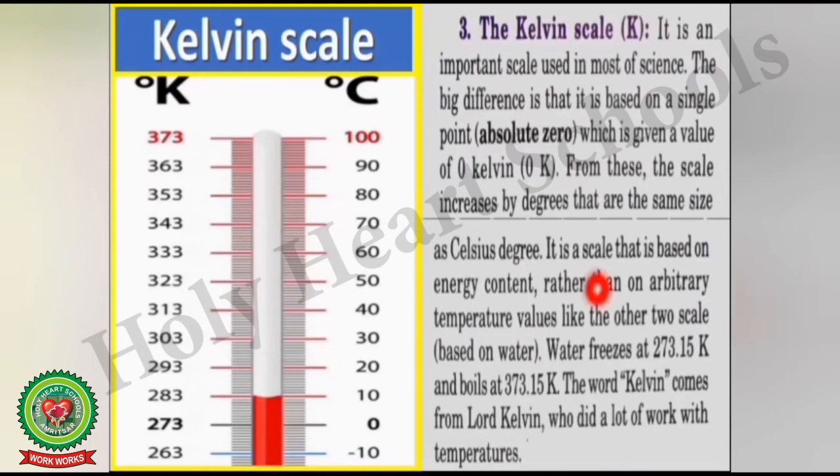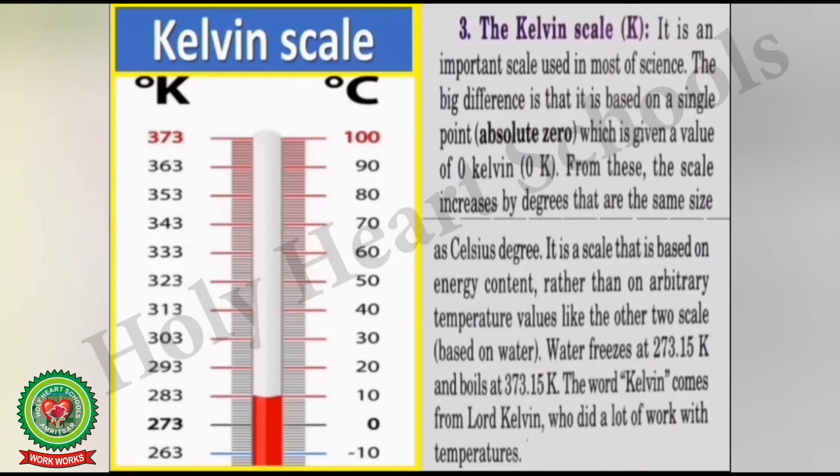Students, it is a scale that is based on energy content rather than on arbitrary temperature values like other two scales based on water. Water freezes at 273.15 Kelvin and boils at 373.15 Kelvin. So, lower fixed point in this scale is exactly 273.15 Kelvin, but we can take it approximately as 273 Kelvin.